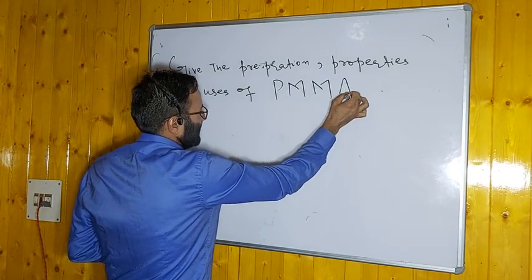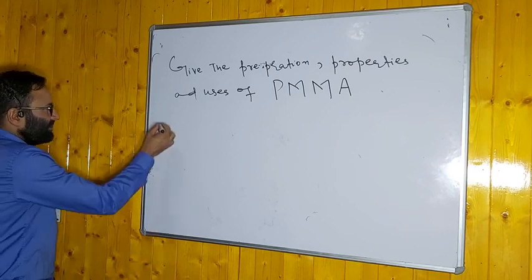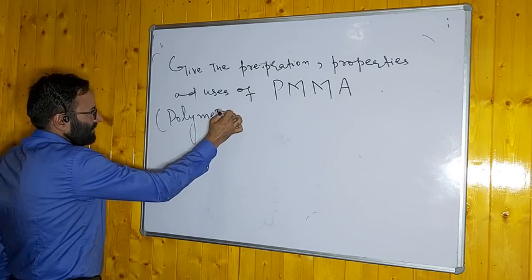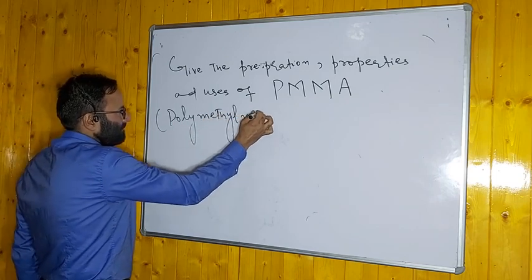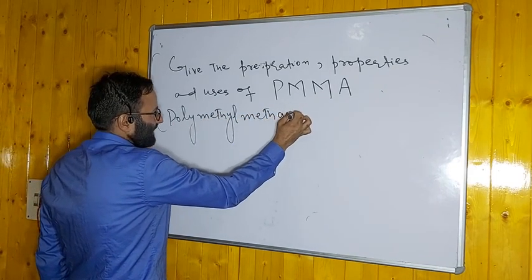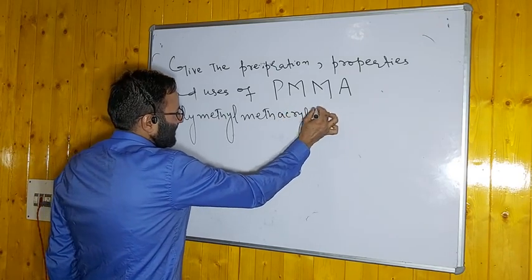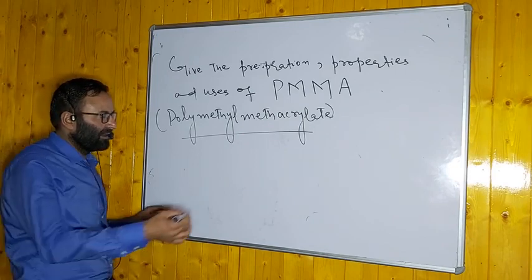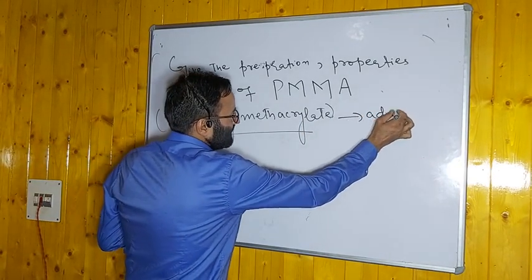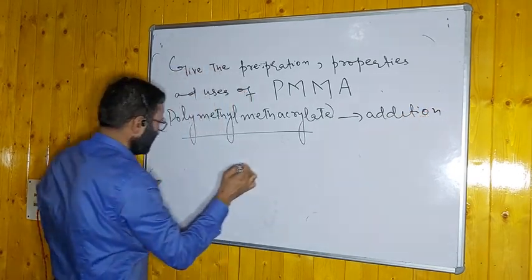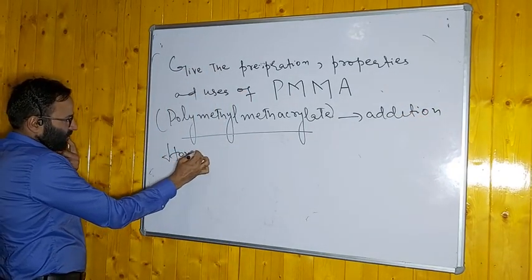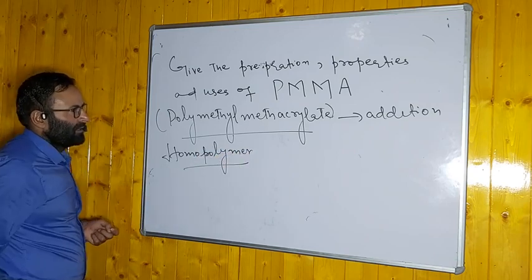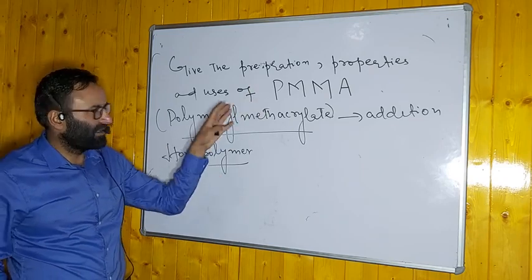PMMA. What is the abbreviation? Polymethyl methacrylate. I will give the preparation of PMMA, polymethyl methacrylate. It is an addition polymer. It is an addition homopolymer. Remember this point. Then you can consider the text to mention the properties and uses of PMMA.